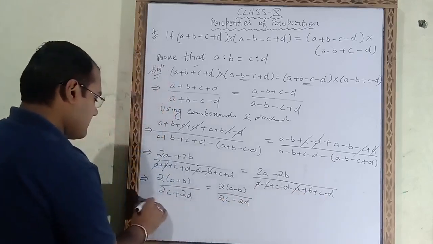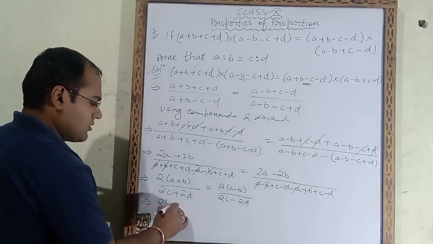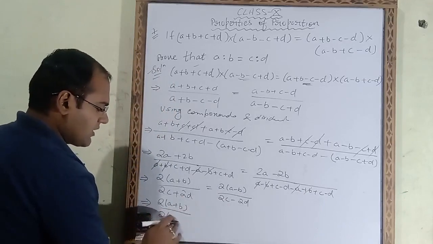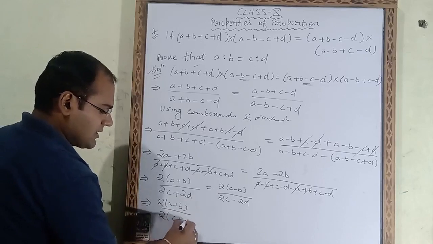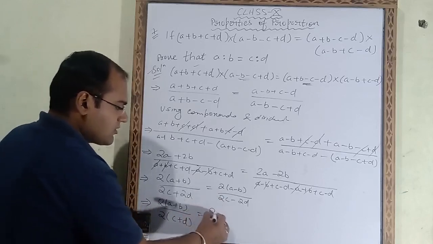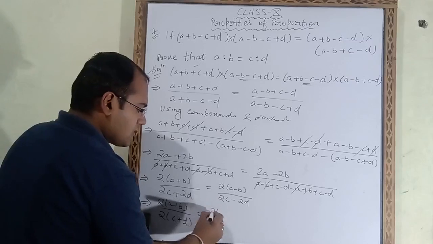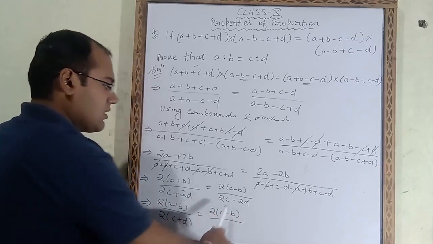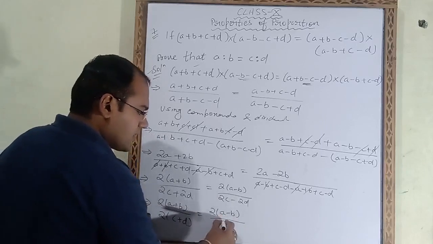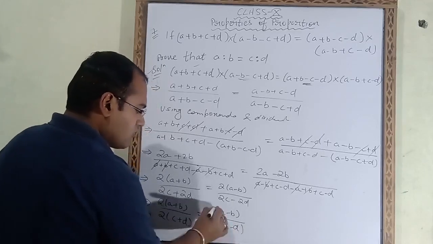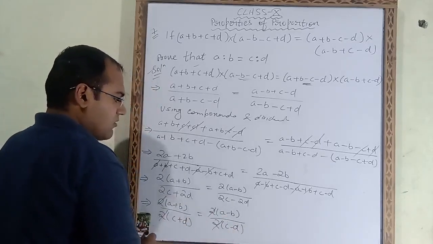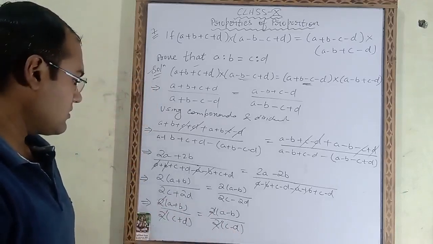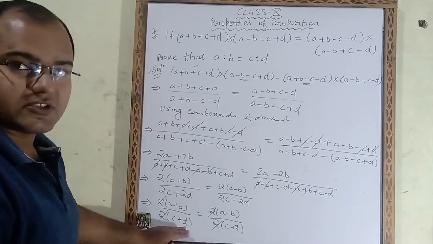Now in next step, 2 a plus b, in the denominator also we will take 2 common. When we will take 2 common, this will become c plus d. Here 2 a minus b upon, from these two terms we will take 2 common, c minus d, 2 will get cancelled. Now here it is a plus b, but in the denominator c plus d is coming.